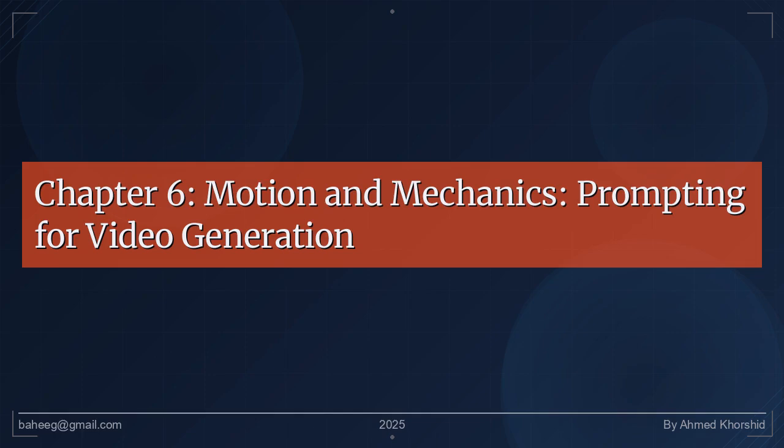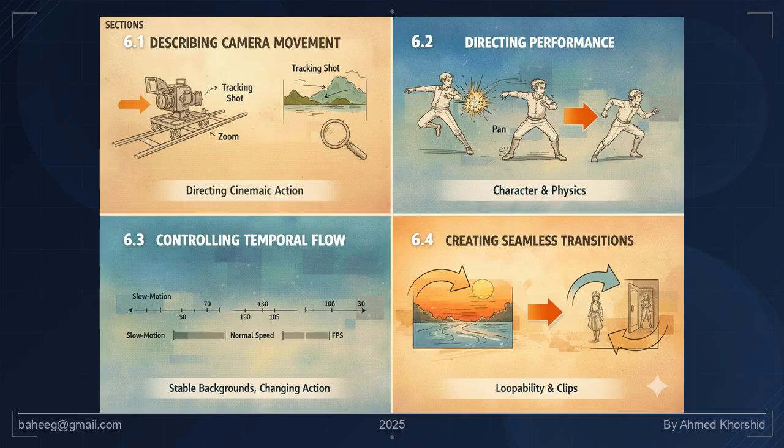Chapter 6, Motion and Mechanics: Prompting for Video Generation. Section 6.1, Describing Camera Movement: Pans, Tilts, Tracking Shots, and Zooms. Section 6.2, Directing Character Performance and Physics-Based Interactions. Section 6.3, Controlling Temporal Flow: Pacing, Frame Rates, and Slow Motion Effects. Section 6.4, Achieving Loopability and Seamless Transitions Between Clips.